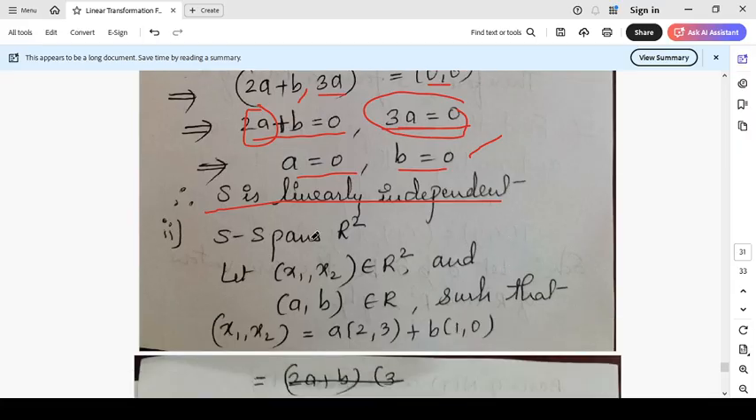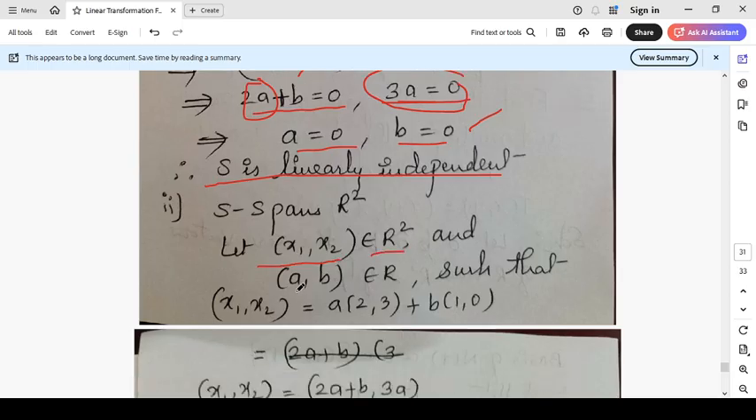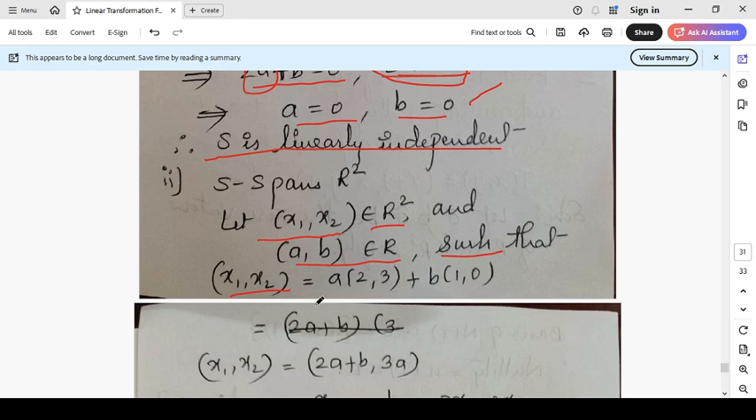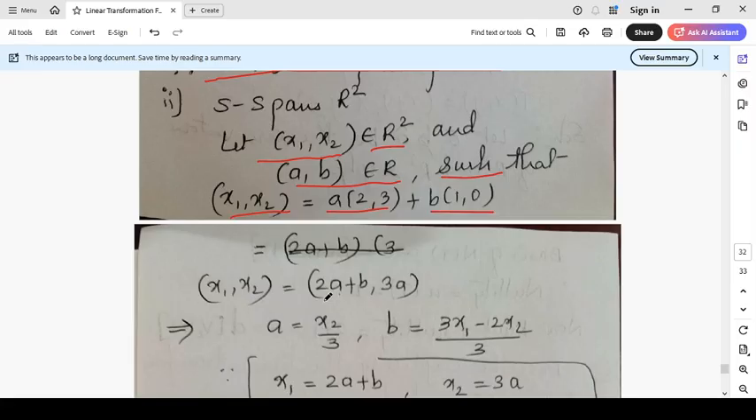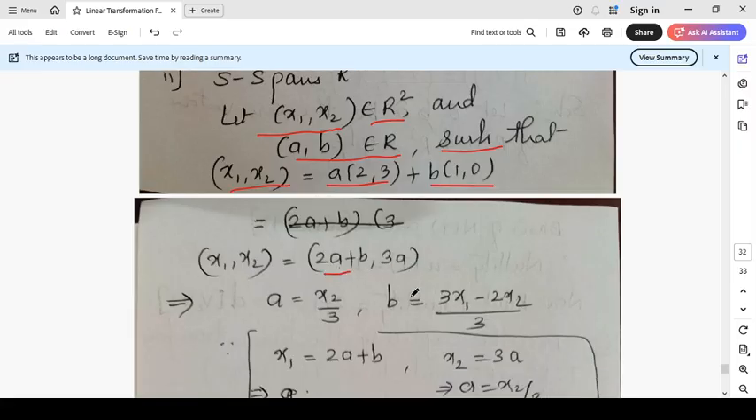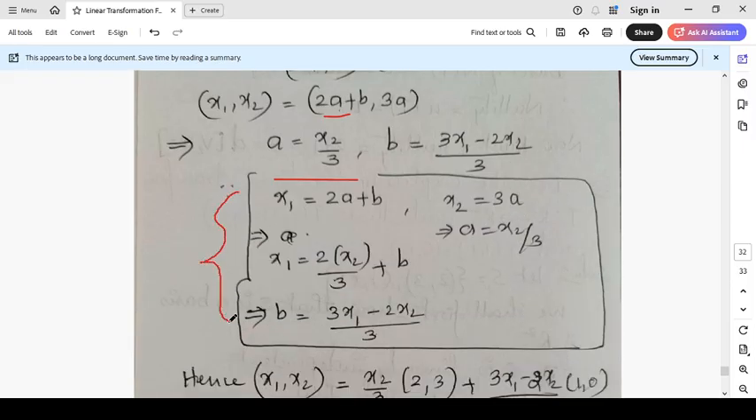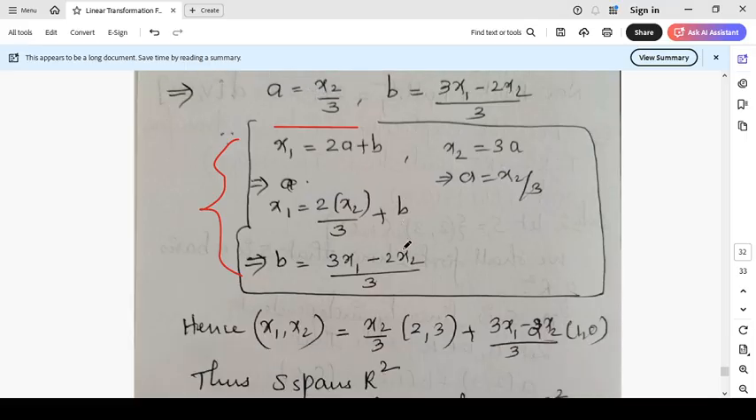Now we need to show that S spans R square. Let us say that (x1, x2) belongs to R square and a, b belong to R, scalar quantities, such that this (x1, x2) I can rewrite as a combination of scalars and the basis S. So a into (2, 3) plus b into (1, 0). So (x1, x2) is equal to (2a plus b, 3a). So a is equal to x2 by 3, and b is equal to (3x1 minus 2x2) by 3. I have described over here how we get the values of a and b.